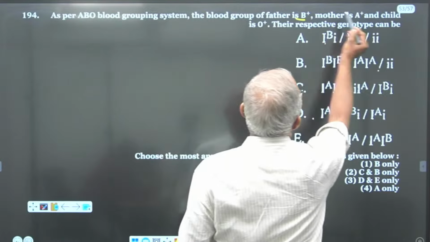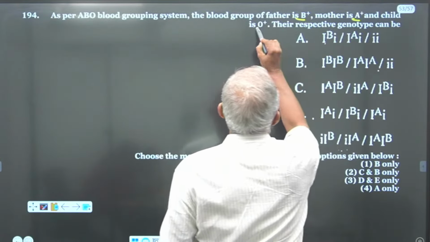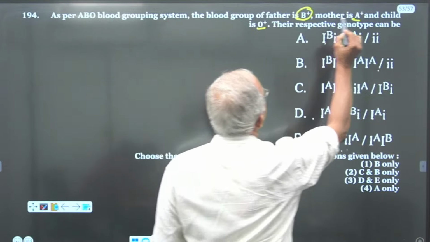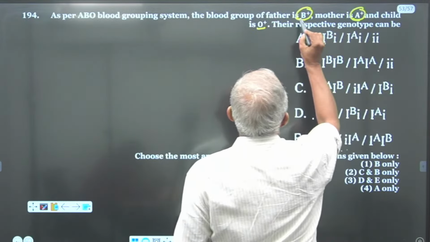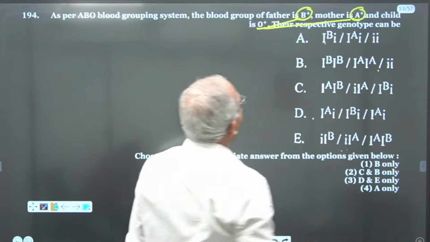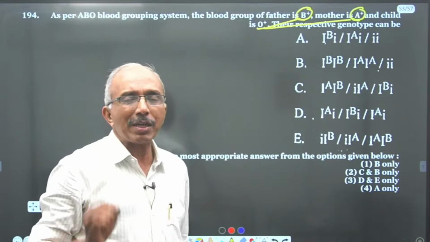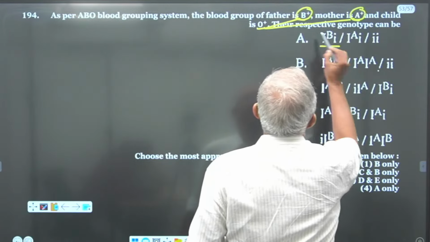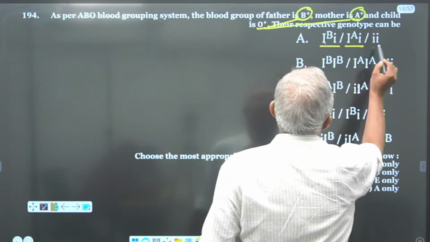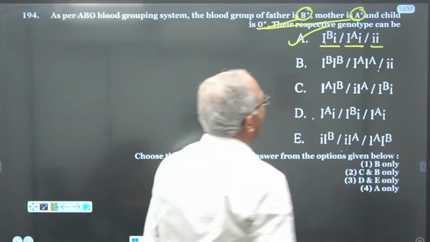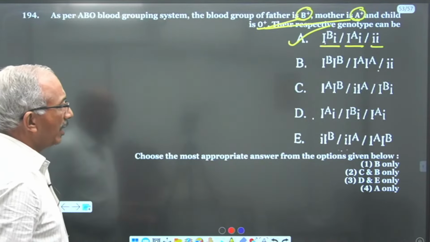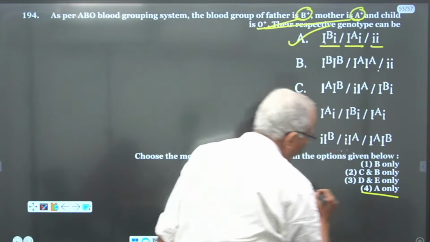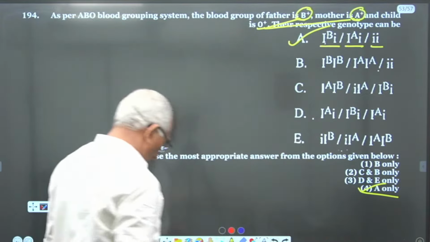194. Here the ABO blood group: father is B, mother is A, child is O. If a B group father and A group mother have an O group child, father and mother should be heterozygous. So B group father will be like this, mother will be like this, O group child will be ii. That is A only. Answer is option 4.